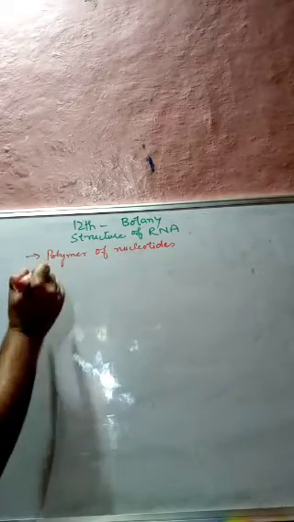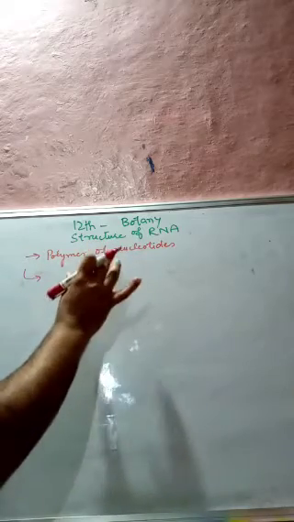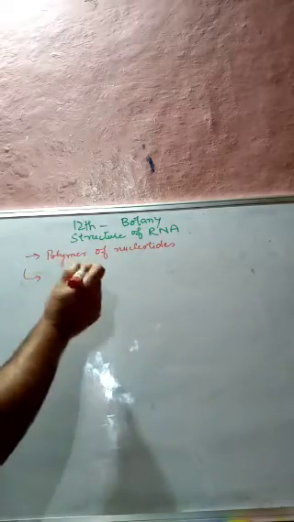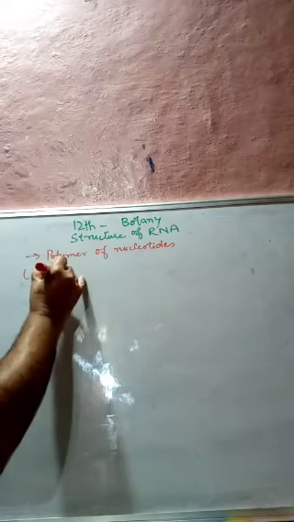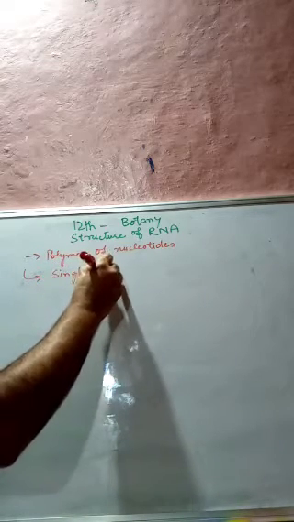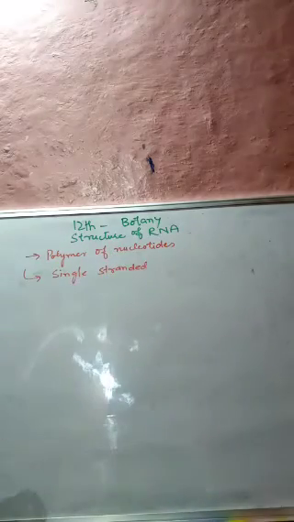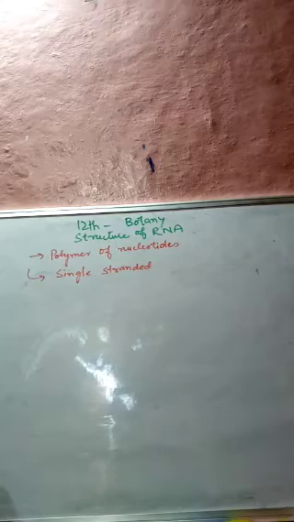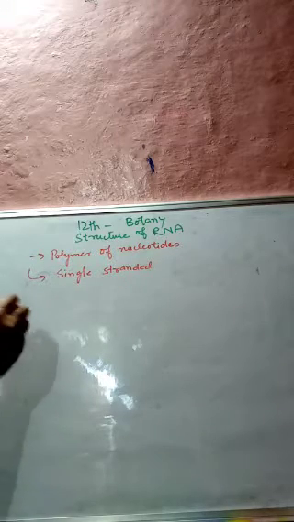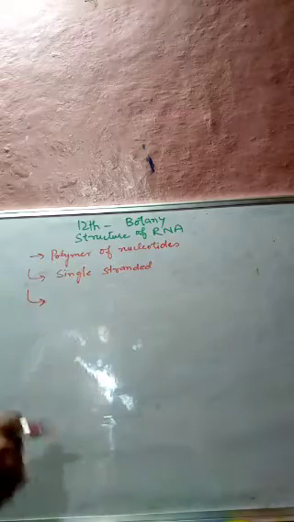Second, regarding the DNA which we have studied, that is the Watson and Crick's model, that was double stranded. This RNA is single stranded. It is not double stranded, but it is single stranded. Third one, it is a polymer of nucleotides.